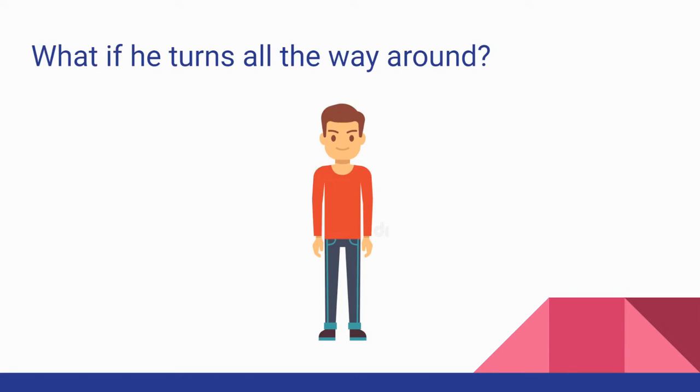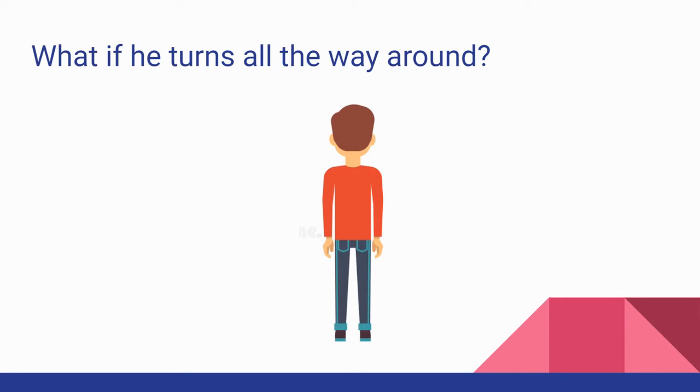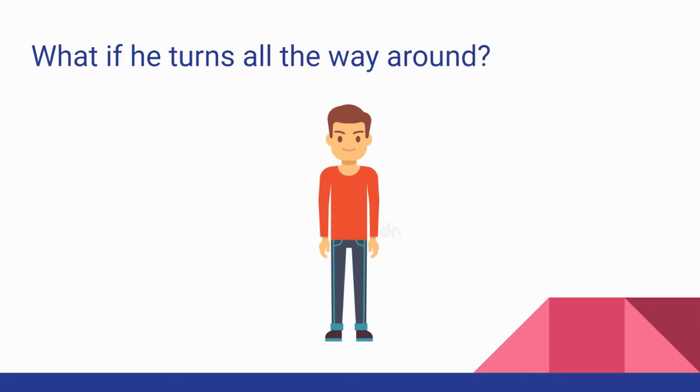Now, what if he turns all the way around? Think about what happened to the minute hand when it went all the way around 60 minutes. So he went to the right, another quarter turn, and another quarter turn. So he made 4 quarter turns and he turned 360 degrees.